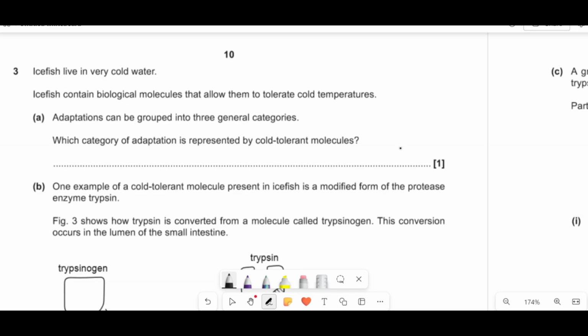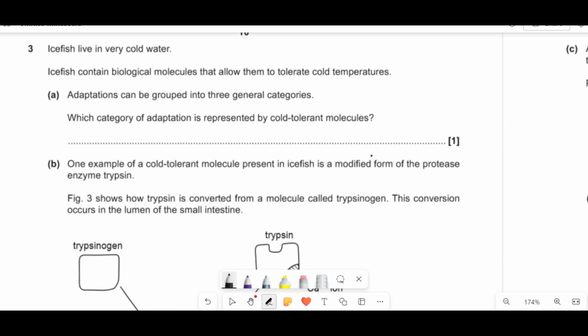Shivering, things like that. Anatomical is another word for structure. So structural or anatomical is all to do with how things are built, for example, like whales and how they have lots of blubber, or like elephants and their big ears, right? Here, it's told you in the question that we have biological molecules that allow them to tolerate cold temperatures. So if they are able to tolerate cold temperatures because of molecules, then there are processes happening in their body to let them do that. So it's got to be physiological.